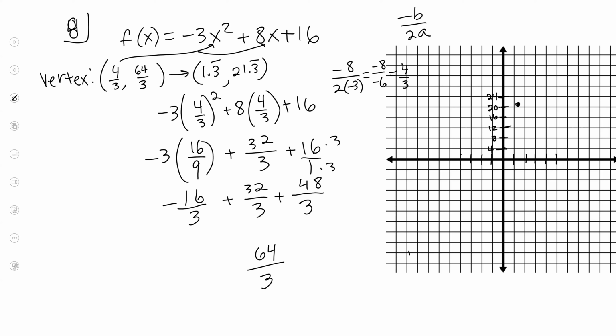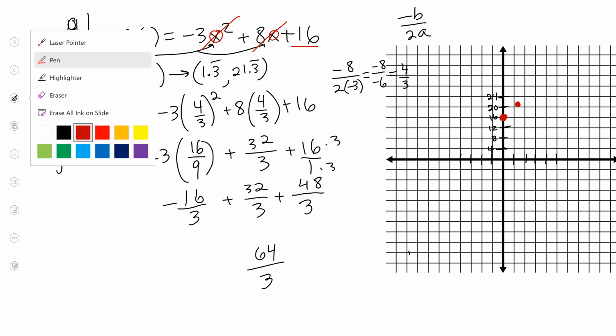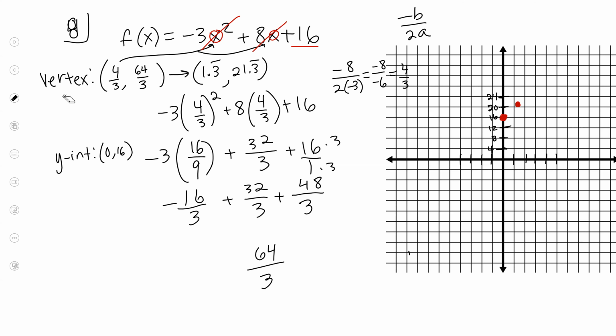Do you guys know what the y-intercept is? Yes, it's 16. And the way we know that is if you just plug in zeros. If you plug in a 0 here and a 0 here, you're left with 16. So my y-intercept is at 16 right there. This is my vertex. And let's find the x-intercepts. Now, if I want to find the x-intercepts, let's do the work for that.